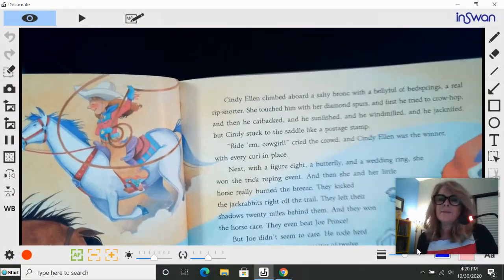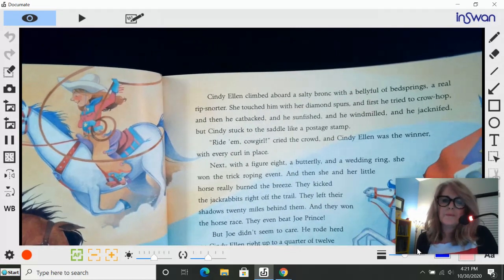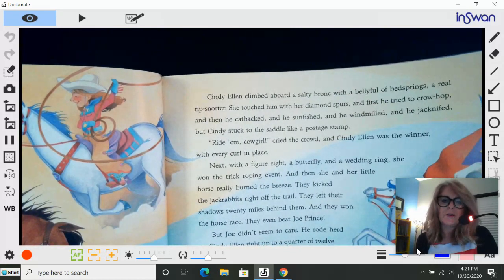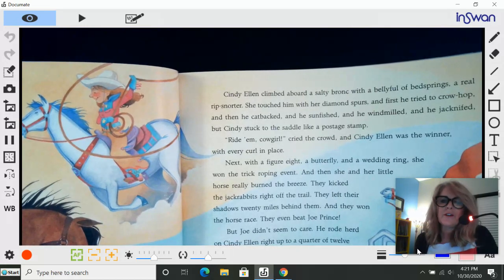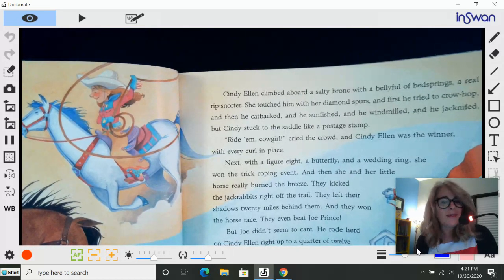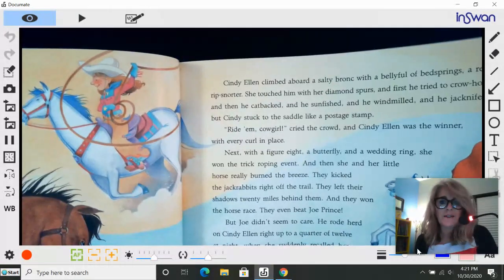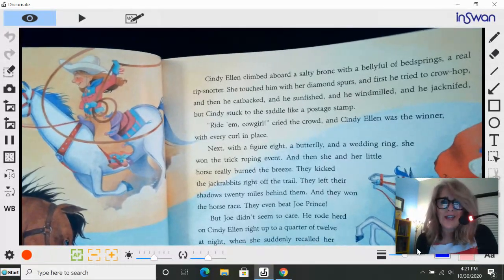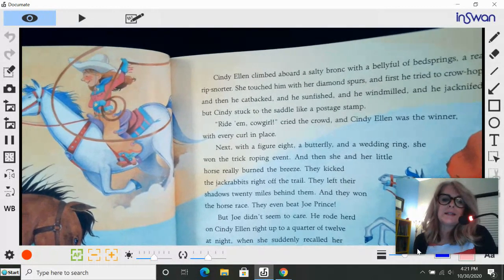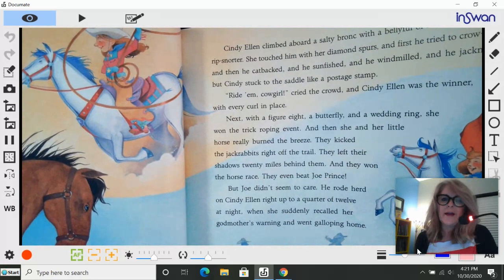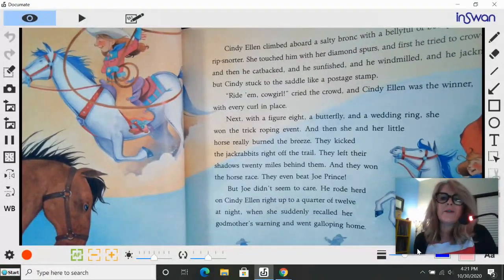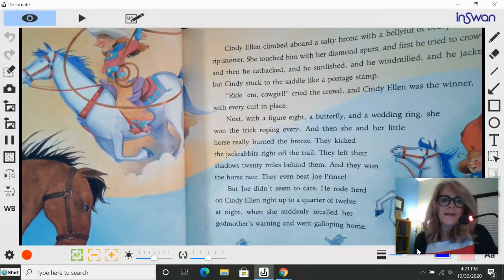Cinder Ellen climbed aboard a salty bronc with a belly full of bed springs and a real rip snorter. She touched him with her diamond spurs, and first he tried to crow hop, and then he cat-backed, and then he sunfished, and then he windmilled, and then jackknifed, but Cindy stuck to the saddle like a postage stamp. "Ride 'em, cowgirl!" cried the crowd, and Cinder Ellen was the winner, with every curl in place.